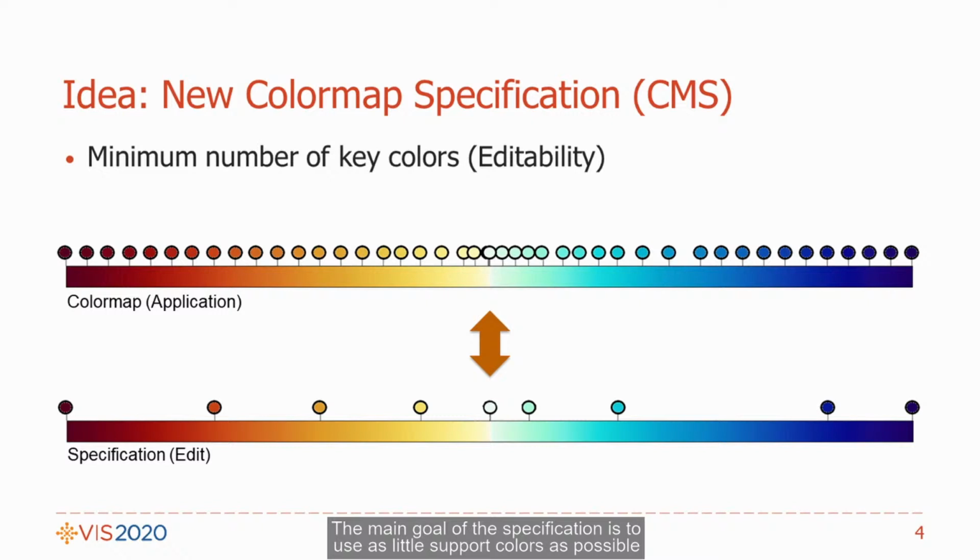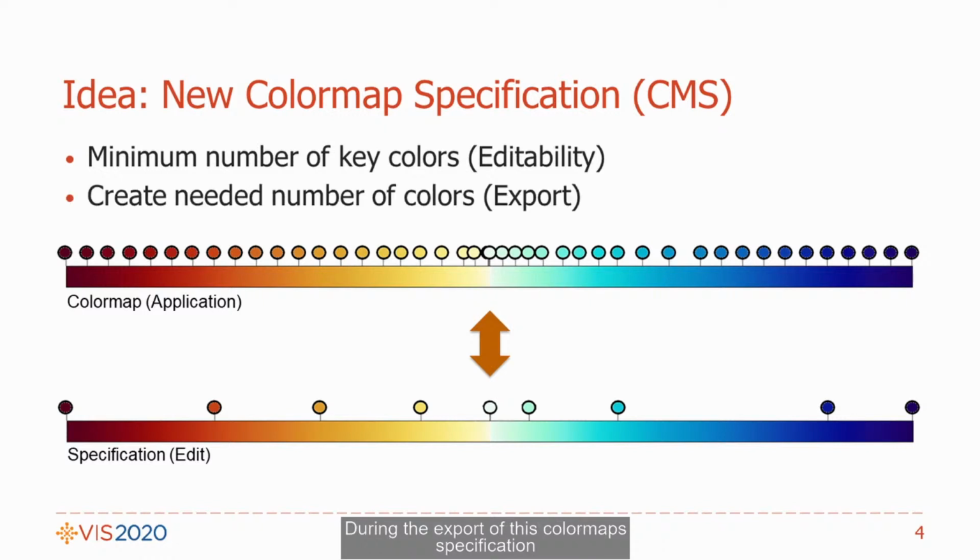The main goal of this specification is to use as few support colors as possible to reach the desired process through hue, saturation, lightness, and so on, and also keep good editability. During the export of this color map specification, we generate many support colors, so visualization tools can use the RGB form of this color map and also use the specific attributes of other color spaces.